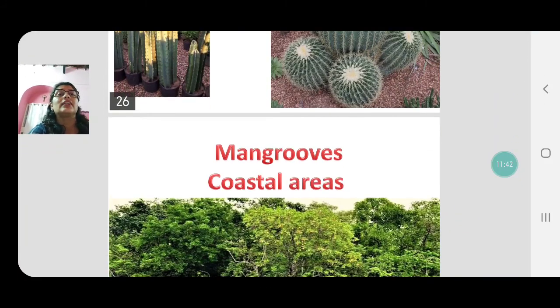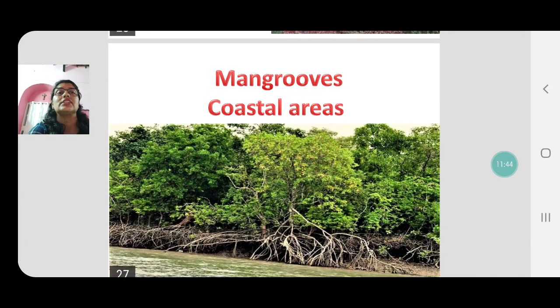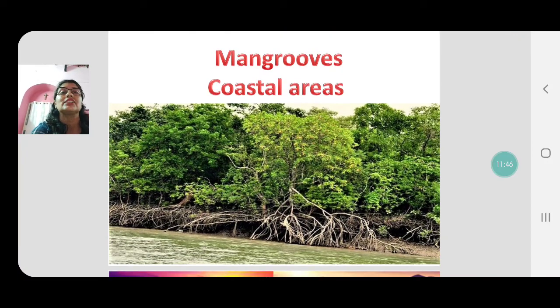Then talking about the coastal regions now, the mangrove trees, look at their roots. They grow in marshy, swampy areas because they cannot go deep into the soil. They are submerged in water. They have these roots which come on the top of the surface called breathing roots. So that's a peculiar feature of the mangrove trees, mostly seen in the coastal areas in India, mainly on the eastern coast.